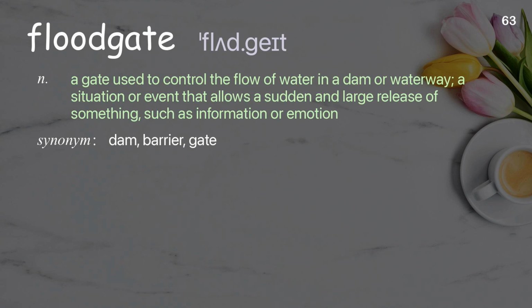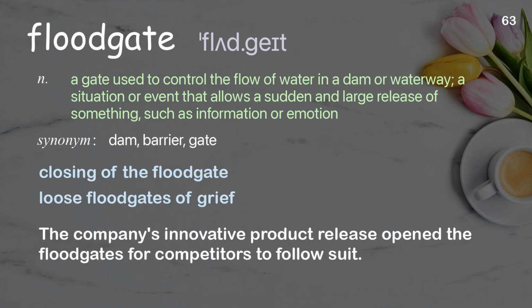Floodgate. A gate used to control the flow of water in a dam or waterway, a situation or event that allows a sudden and large release of something, such as information or emotion. Examples: Closing of the floodgate. Loose floodgates of grief. The company's innovative product release opened the floodgates for competitors to follow suit.